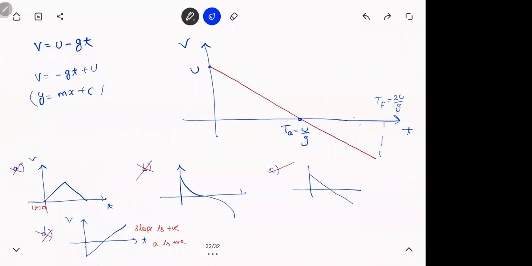Put it down. Next thing, displacement time graph. Turning the page.